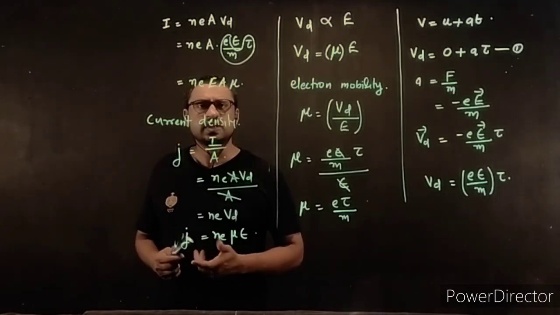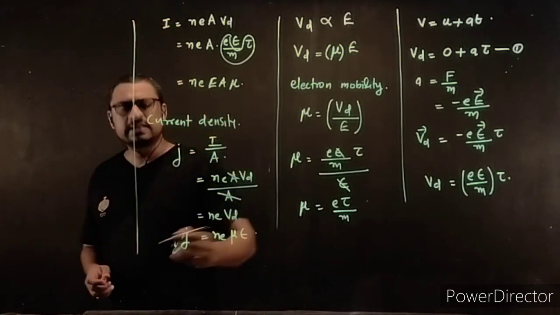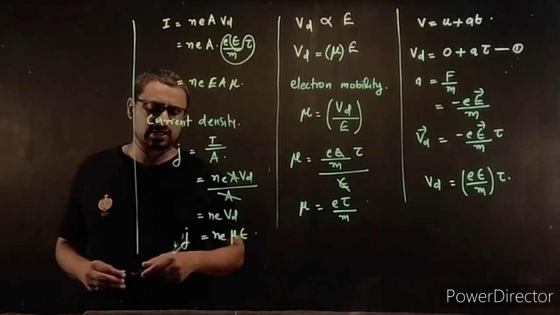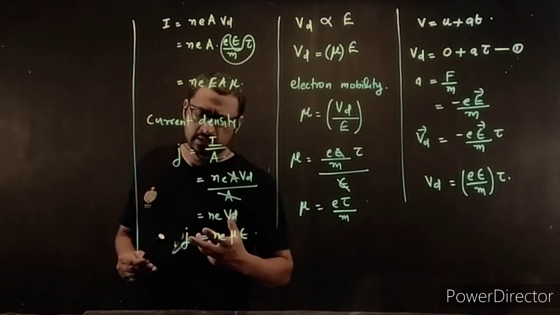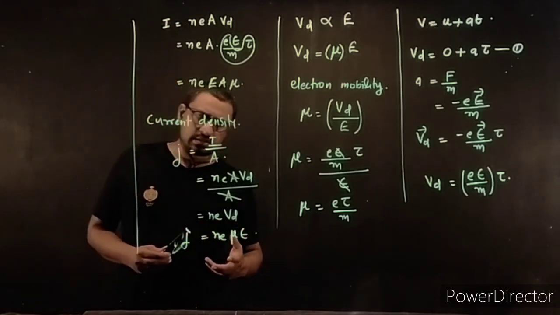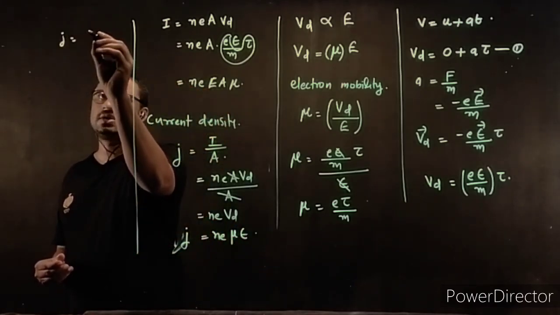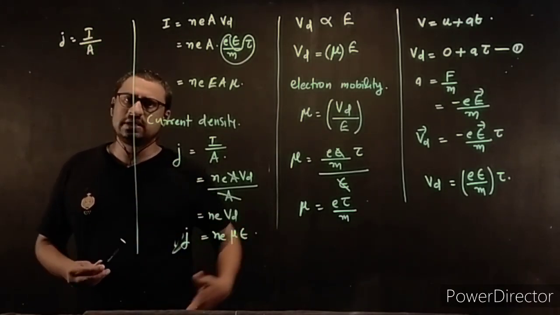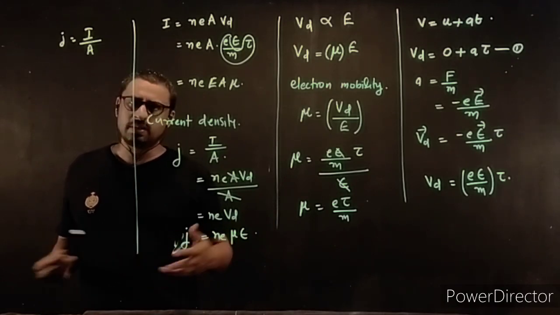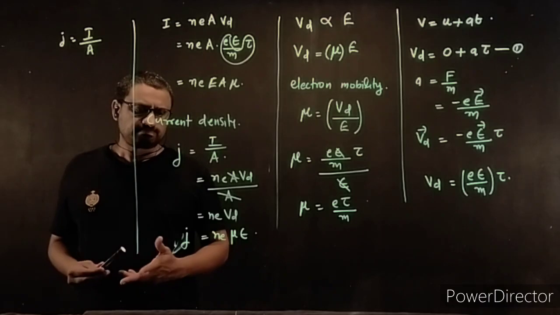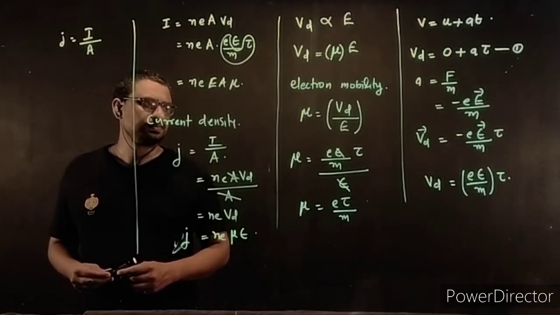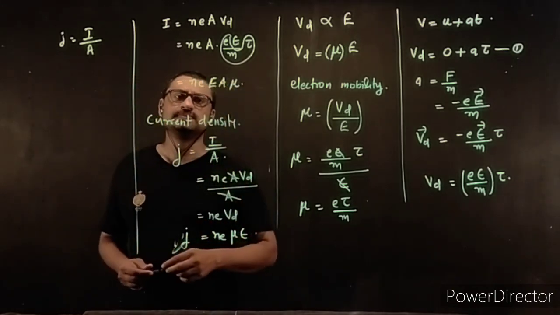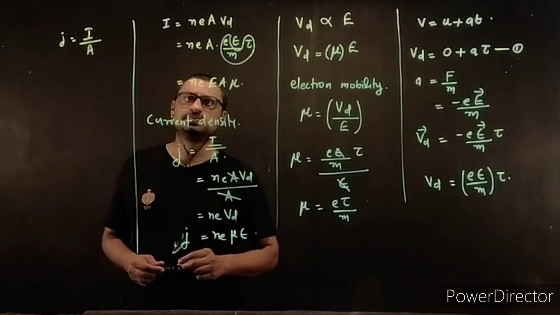Now, current density is actually a vector quantity. Even though current is a scalar quantity, current density is a vector quantity. J is equal to current per unit area. We will see more about the behavior of this vector later with the problems. That's it. I equals nAe mu E.